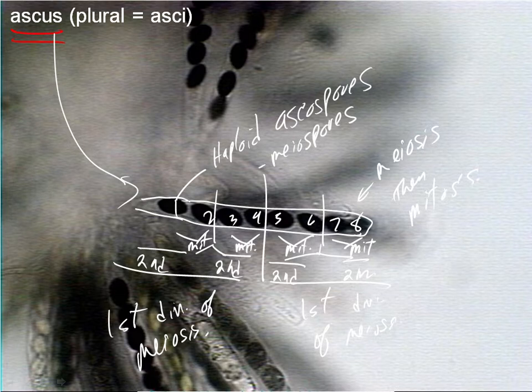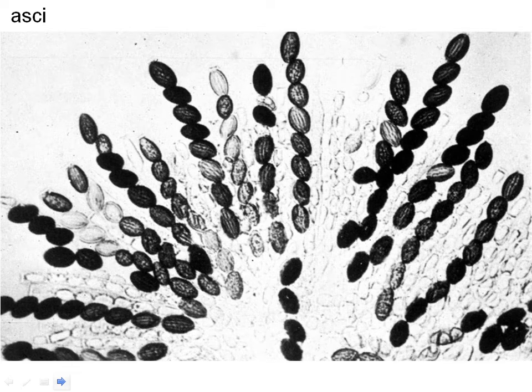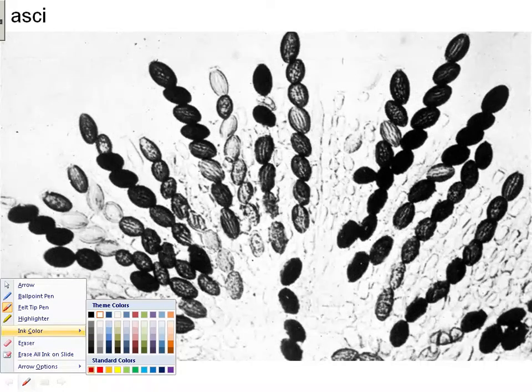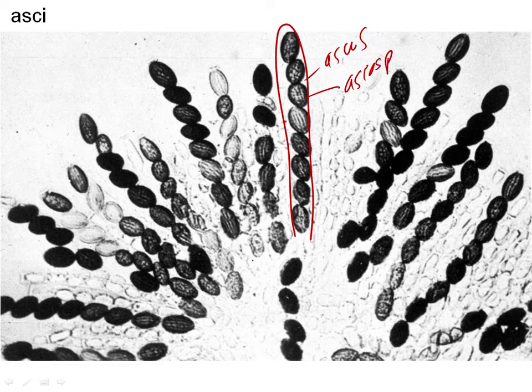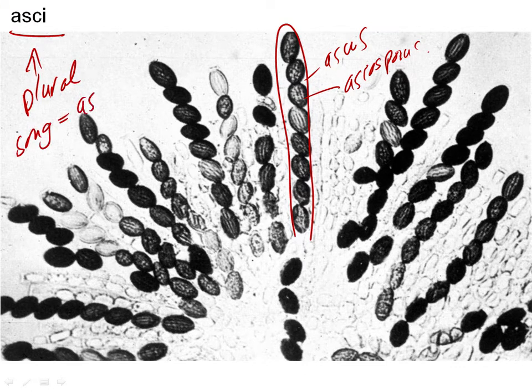So we have an ascus. It arises from meiosis, followed by a mitotic cell division. There are eight ascospores, and they're haploid. Here we see them again, in not quite as nice of a picture, but the ascus would be here, and the ascospores. So the word asci is plural, singular, ascus.